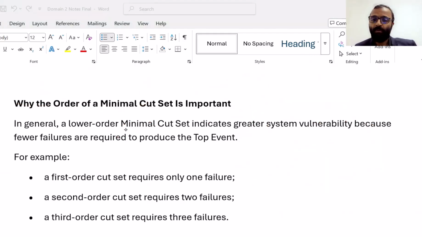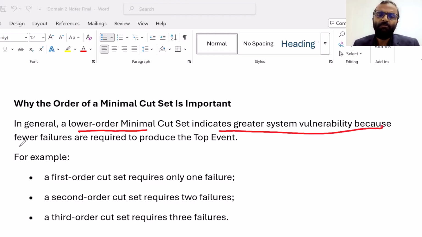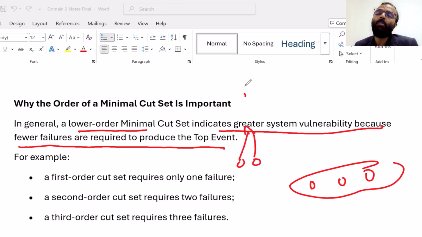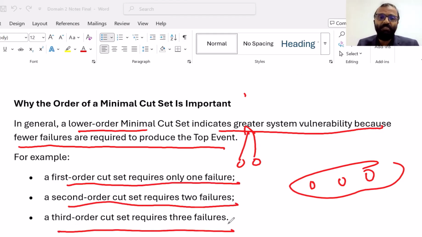In general, a lower order minimal cut set indicates greater system vulnerability. That means it is easier to fail. That is the most important point. That is why first order failure is more important than second order failure, that you must understand. It indicates greater system vulnerability because fewer failures are required to produce a top event. When fewer failures are required, three are not needed, only two failures are required to become a big event, top event or an accident. First order set requires only one failure, second order set requires two failures, and third order set requires three failures. Okay, got it.